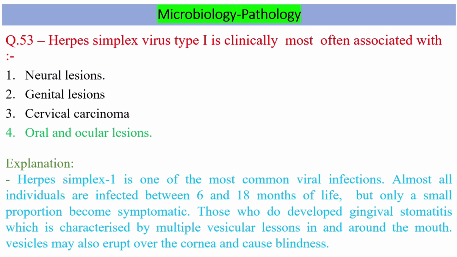Herpes simplex type 1 is one of the most common viral infections. Almost all individuals are infected between 6 and 18 months of life, but only a small proportion become symptomatic. Those who do develop gingival stomatitis, which is characterized by multiple vesicular lesions in and around the mouth. Vesicles may also erupt over the cornea and cause blindness.